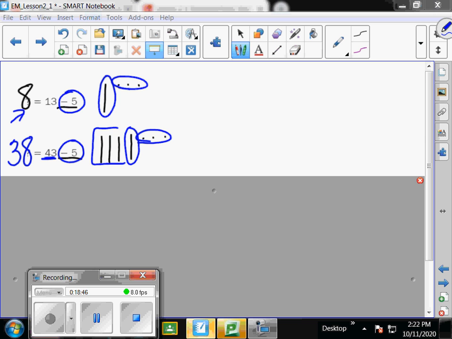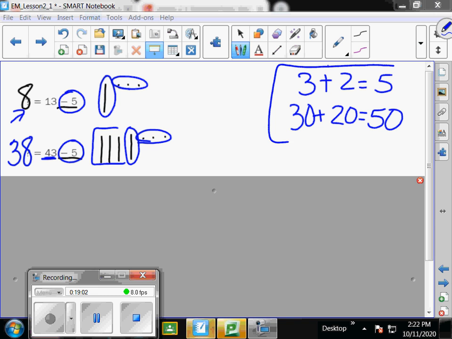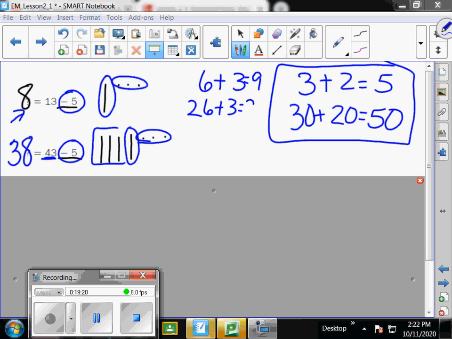Okay, now I'm going to be honest with you. The last problems that we did, the ones where they end in zeros, like 3 plus 2 equals 5, so then I know that 30 plus 20 equals 50. I love these. This is so easy for me to think about. And even in the last one, where I went from 6 plus 3 equals 9, so 26 plus 3 equals 29, I still kind of like that too.